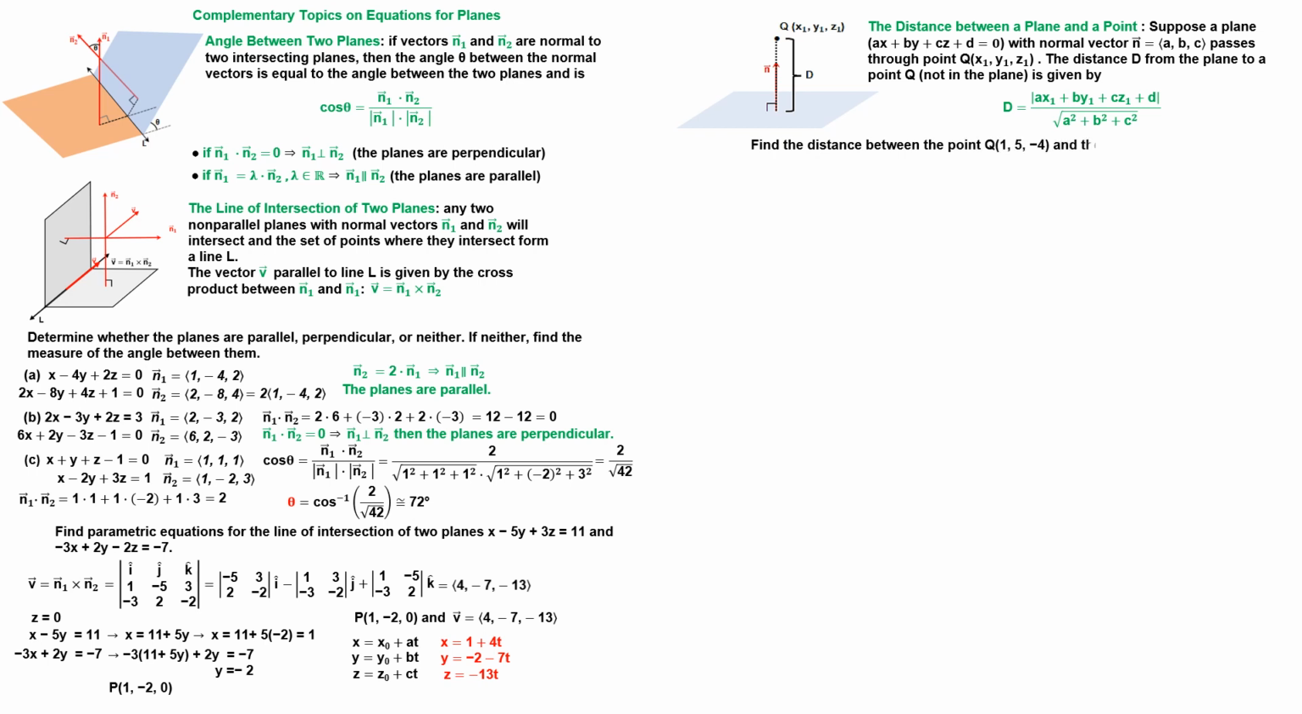Find the distance between the point Q and the plane. We begin by rewriting the equation of the given plane as follows. The coefficients of the plane's equation provide the values of a, b, c, and d. Substituting these values and the coordinates of the given point in the formula for the distance between a point and a plane produces the distance we are asked for.